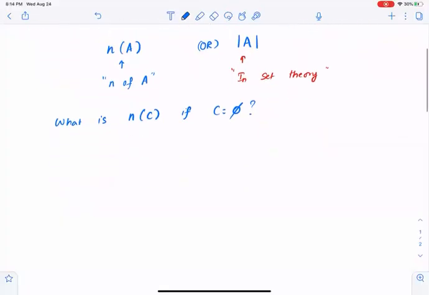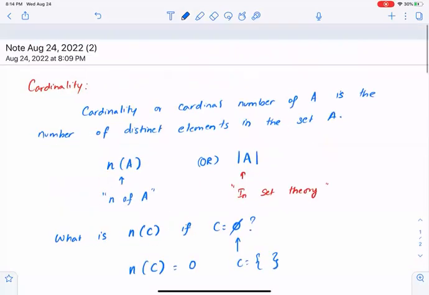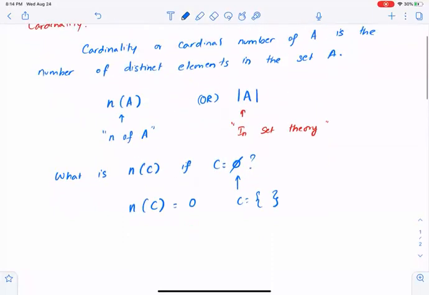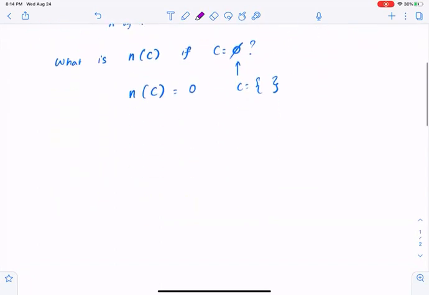So N of C is 0 because C is just a null set. It has nothing in it. The key word here is distinct. So I could have repeating elements in the set, but that would not be part of the cardinality.